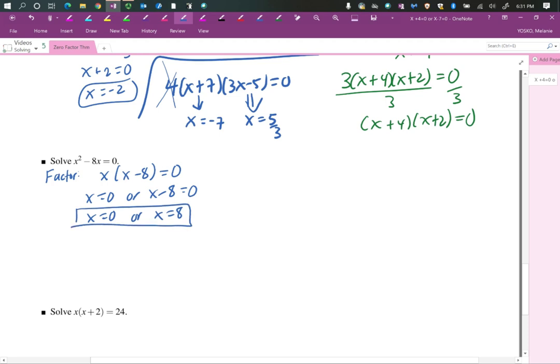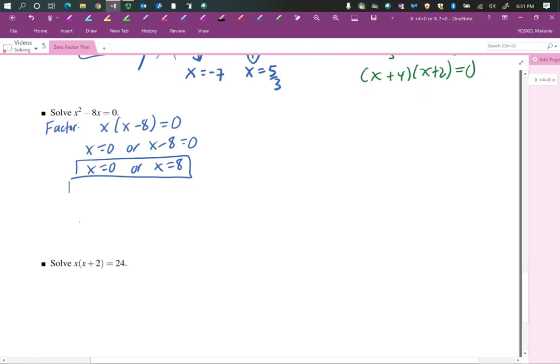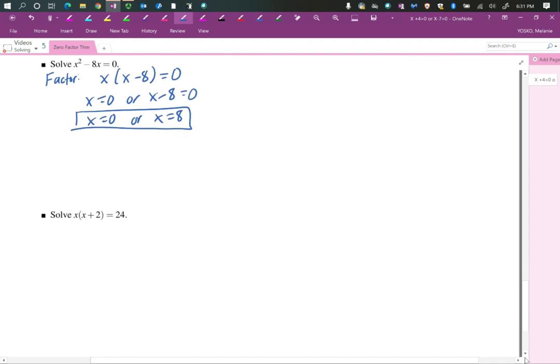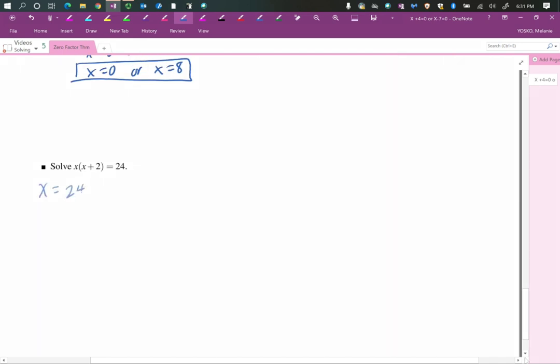Okay, and that brings us to this question. Solve x times x plus 2 equals 24. We've done a whole bunch of these. So some of you may be tempted to do something crazy. X equals 24, or x plus 2 equals 24. So this is an answer. So then x equals, we subtract 2 from both sides. X equals 22, right?